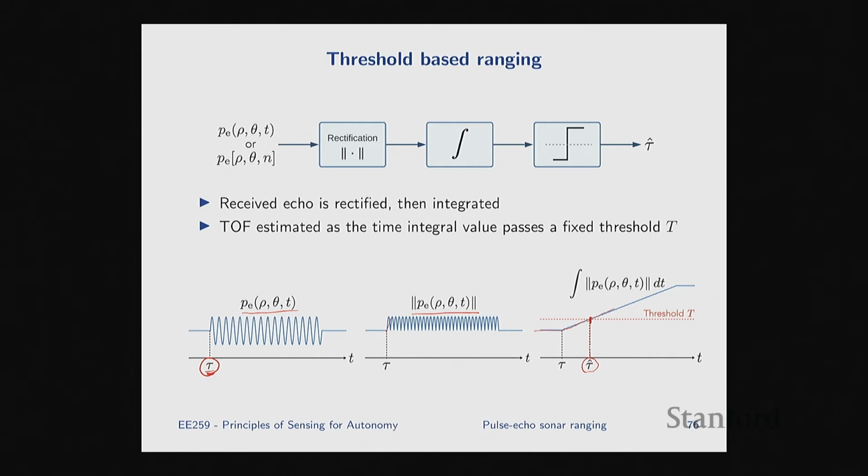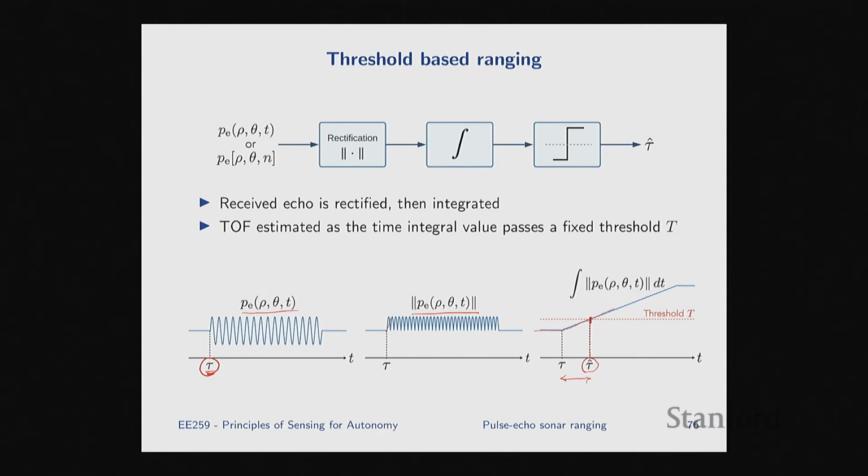So right off the bat, you see that it is a very simple algorithm, but it has a big problem, which is that your tau hat is never going to be the same as tau. It always takes a little bit of time for the integrator to cross the threshold. So it is always a biased estimator. That's very important to note. You never get a perfect estimation out of this, and it's always biased.